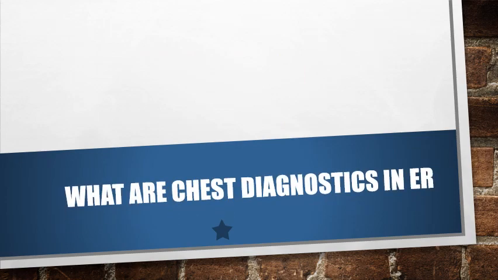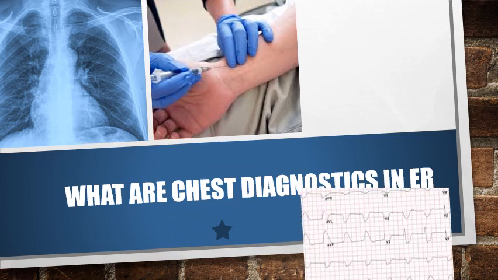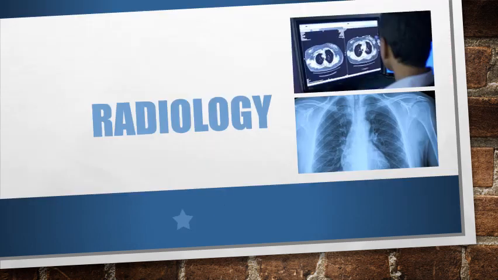So what are the chest diagnostics for ER? We have only 3 primary chest diagnostics at ER. The first one is the chest X-ray. The second one is the ABG. The third one is the ECG. And I mean by ECG not the full diagnosis of ECG, but certain items we must highlight only.